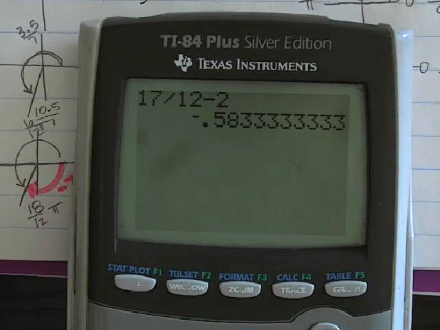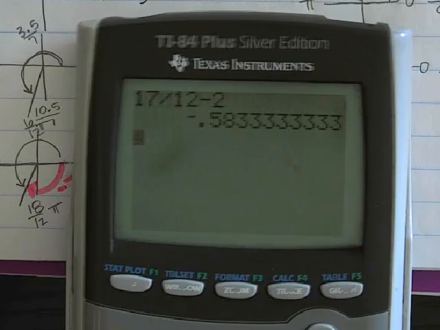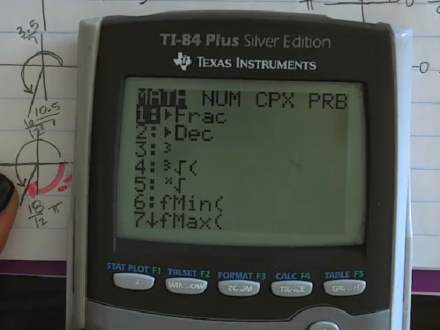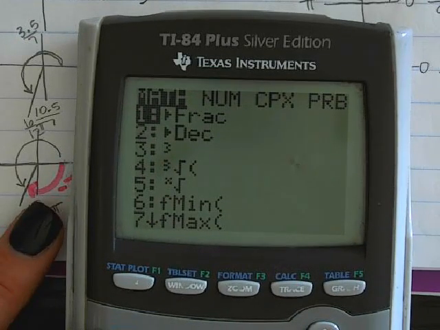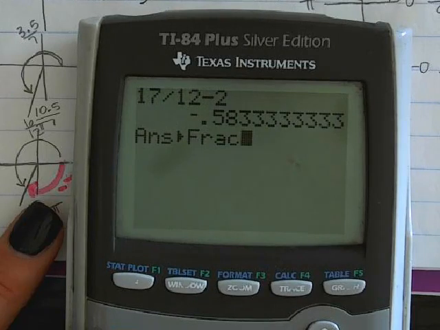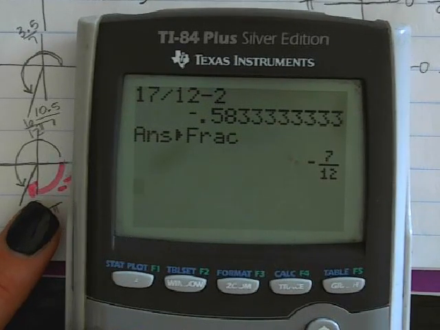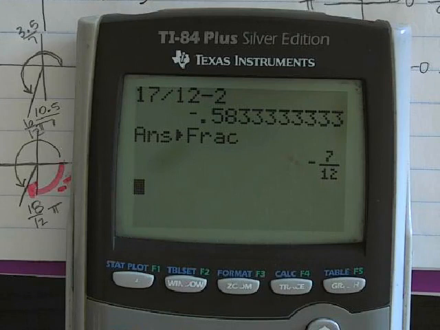What do I do with that decimal? Turn it into a fraction. So I'm going to hit the math button. And this is what comes up. And I'm going to press enter twice. So enter for frac. And then one more time to get the actual answer. So negative 7π/12.